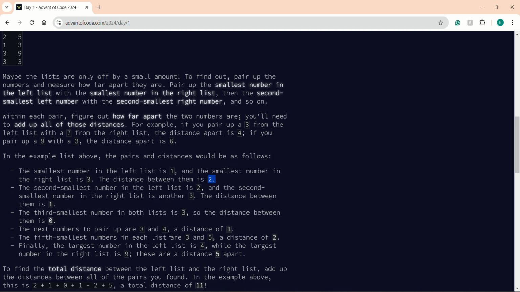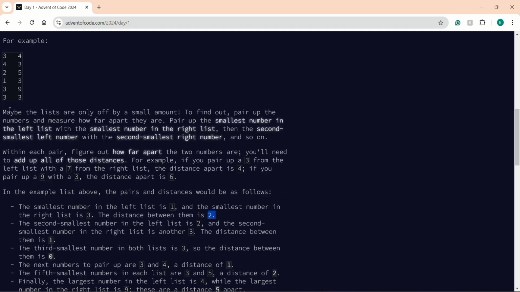Next, the next numbers are three and four, distance of one, and three and five, two. Finally, it's gonna be four and nine, which is five. Now, don't get fooled, because at the start I thought on the right side it would always be the biggest one, and on the left side would always be the smallest one.